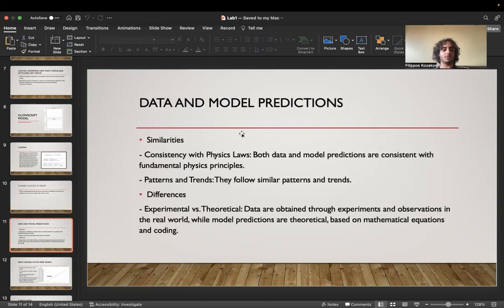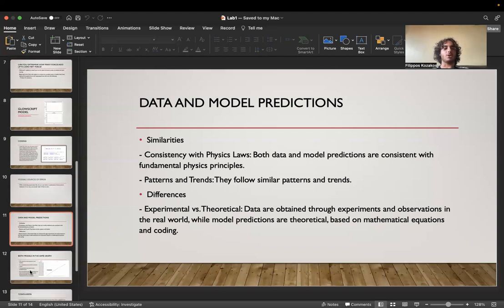Data and model predictions. The similarities between my data and the model outcomes are that both of them are consistent with physics law. Both data and model predictions are consistent with fundamental physics principles. Their patterns and trends follow the same ones. The difference is that the experimental data are obtained through experiments and observations in the real world, while model predictions are theoretical, based on mathematical equations and coding.